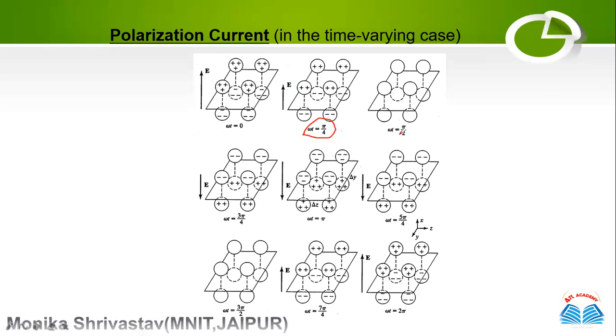Next, if we again change this and put omega t equal to pi by 2, now what will happen? All the charges vanish. No positive charge, no negative charge. That means there is no free charge in the dielectric. What does omega t equal to pi by 2 mean? Pi by 2 means the phase is changed. If the input wave phase is changed, no polarization will take place. Okay, these are some important results.